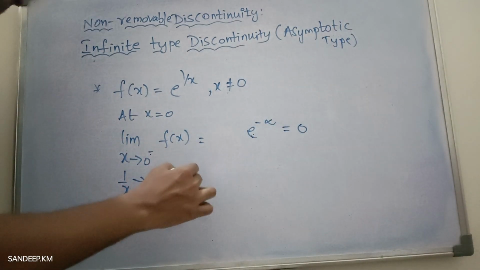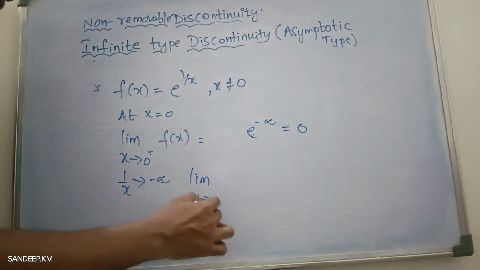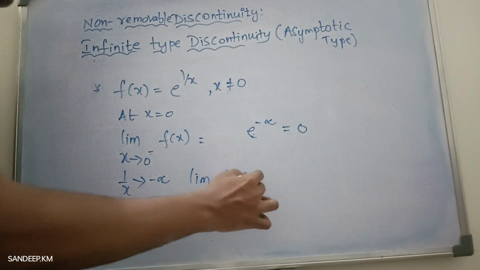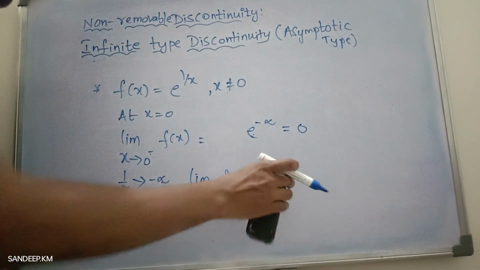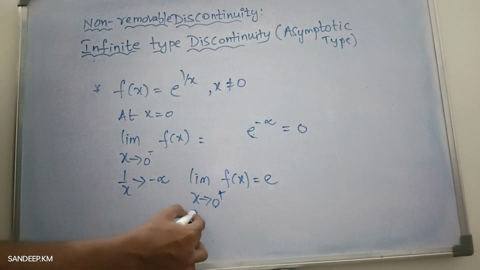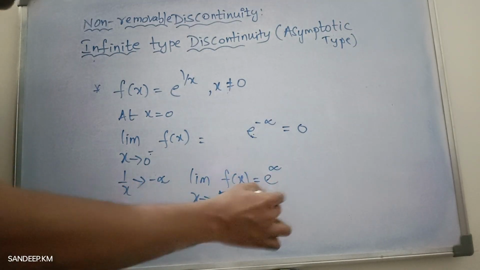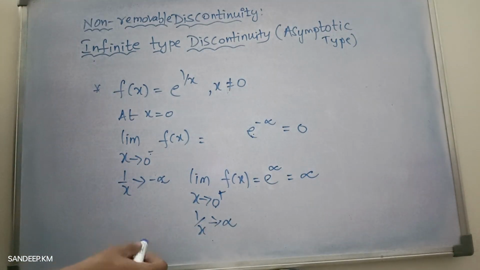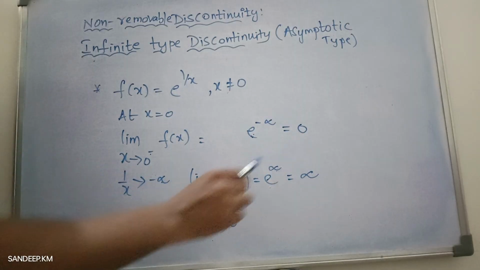What about right hand limit? Limit x approaches 0 plus f of x. So which means e power, what is it? We can write directly e power, as x is approaching 0 plus, 1 by x is approaching plus infinity. So it is e power infinity, which is equal to infinity. Improper fraction power infinity is infinity only.